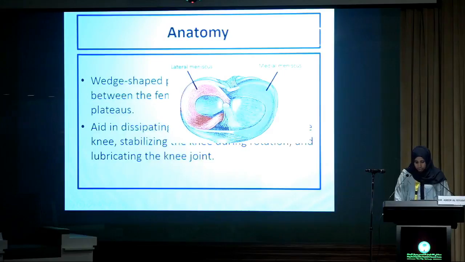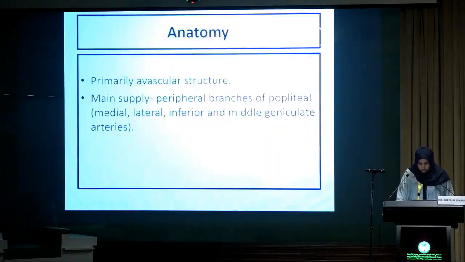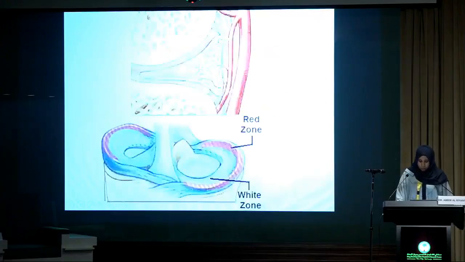The lateral meniscus, as we see in this diagrammatic view, is C-shaped, compared to the medial meniscus, which is more semi-lunar or U-shaped. Each one has an anterior horn, a posterior horn and a body, with a root attachment. It is a primarily avascular structure, and the main supply is from the peripheral branches of the popliteal arteries. We have the red zone, which is the outer 1/3, and the inner 2/3 is the white zone. Since the red zone has a blood supply, if tears occur along the peripheral portion, especially a small tear, we can expect good healing and a good prognosis compared to the inner zone.